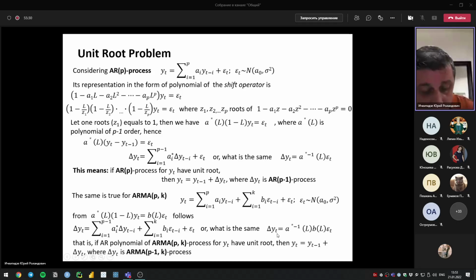Here too, it is autoregression on first differences. That is, this decrease in the order of the process is empirically very important. Here we theoretically showed that there is a decrease in the order of the process. That is, if there is a unit root, this process turns into a process of order p minus 1, but on the first differences.